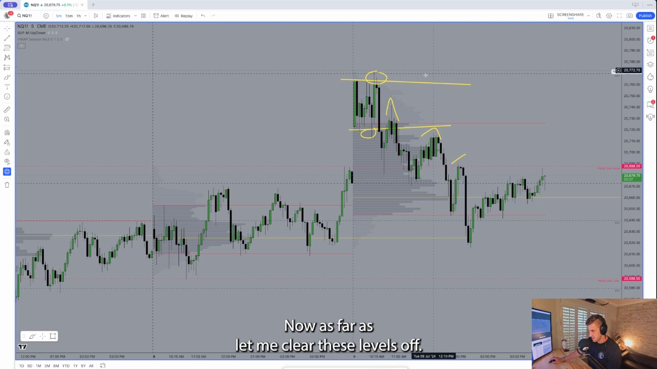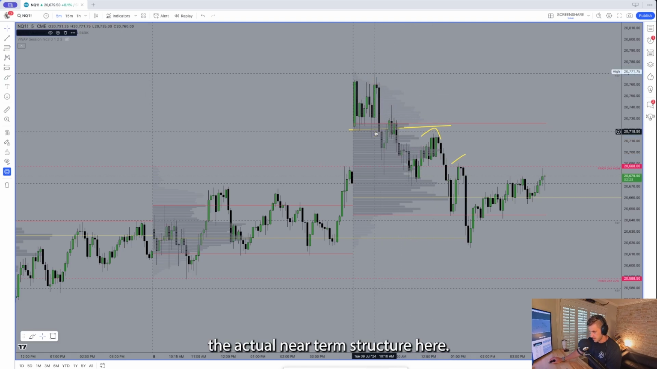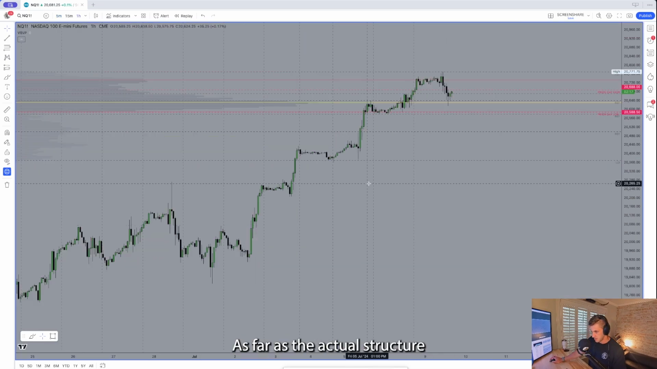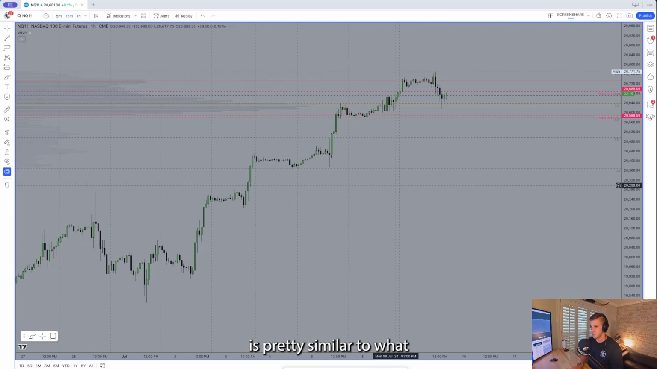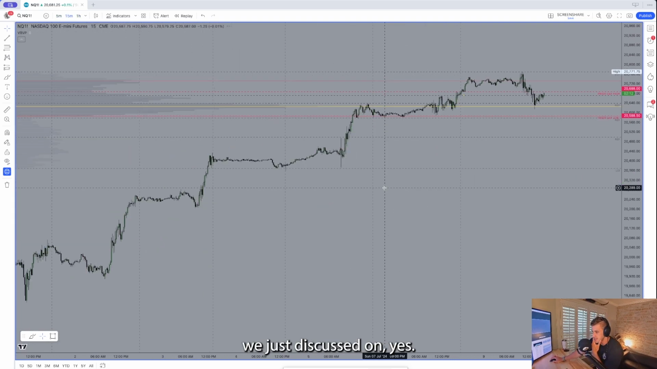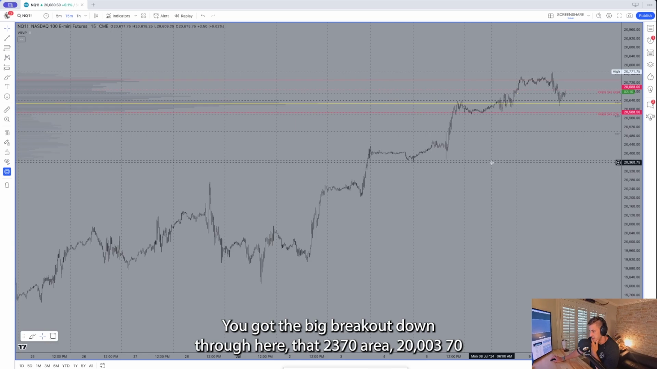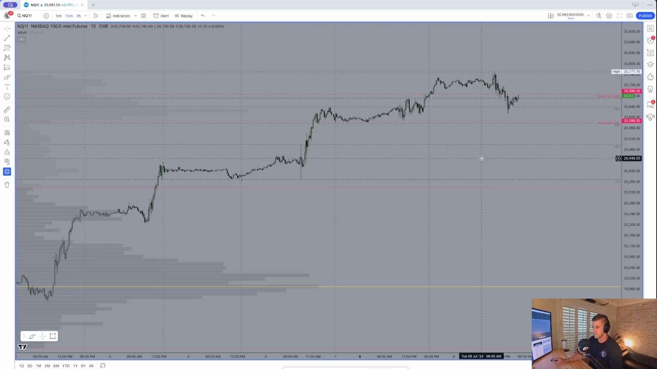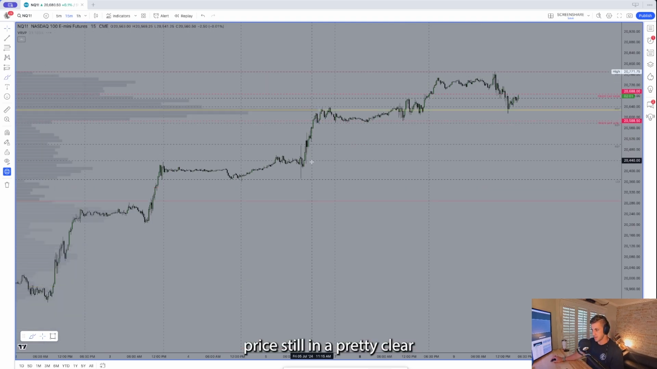Now, let me clear these levels off and we'll take a look at the actual near-term structure here. As far as the actual structure, it's pretty similar to what we just discussed on ES. You got the big breakout through here, that 20,370 area. Price still in a pretty clear, from a structural perspective, uptrend.